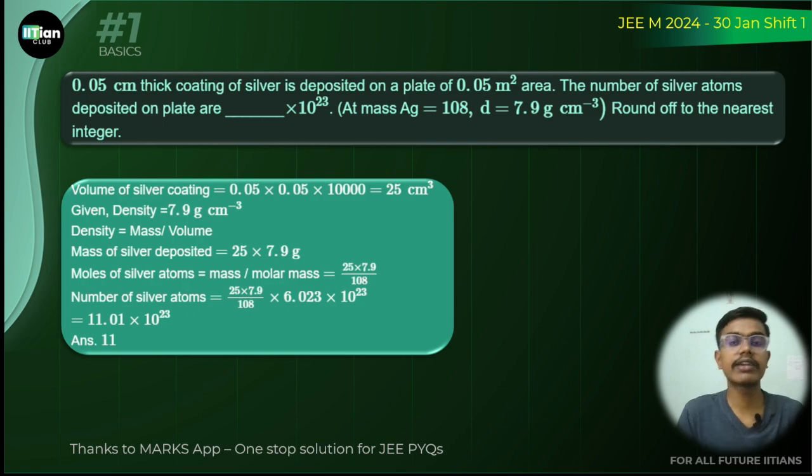because from density you can find the mass, and from the mass you will be finding the moles by dividing with the atomic mass, that is the molar mass, and from the moles you will get the number of particles by multiplying with the Avogadro number. So simple, but still this is tested, so make sure you do this.